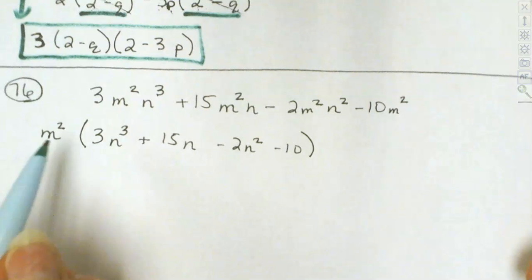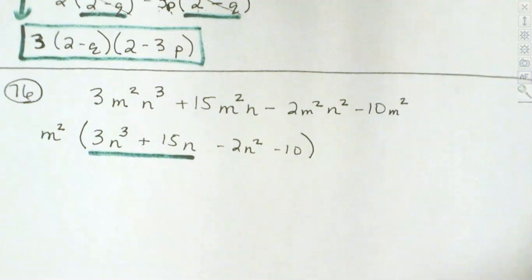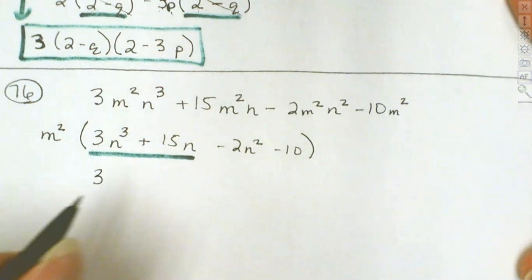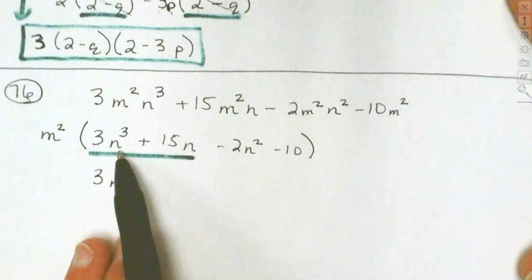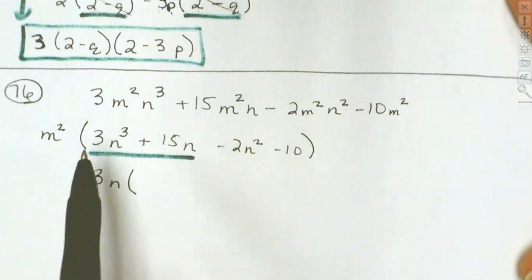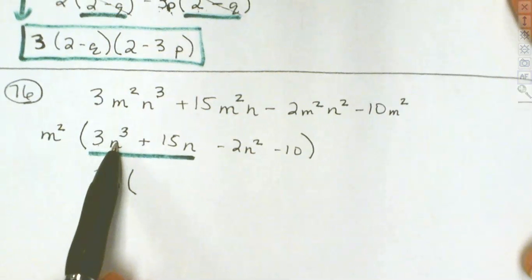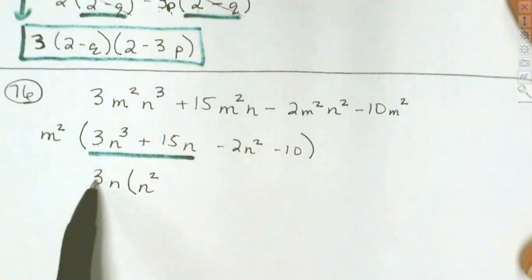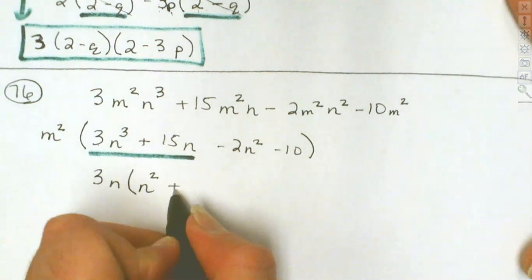Now we look and we do grouping because we have 4 terms. So the first 2 pieces here, what can I factor out? Well, it looks like these have a 3 in common and an n in common. 3 divided by 3 is 1. We don't need to write it. N cubed, take out an n, that leaves you with an n squared. 15 divided by 3, that's 5. The n's are gone, so that leaves you with a 5.